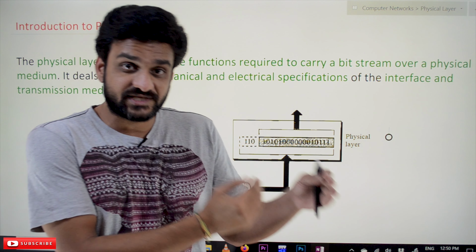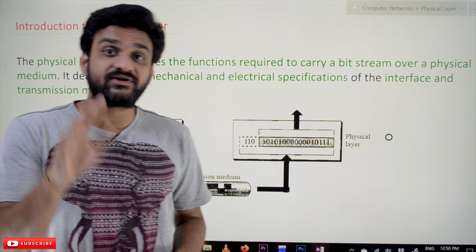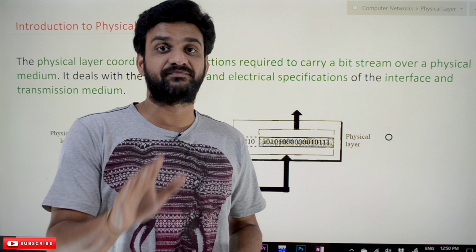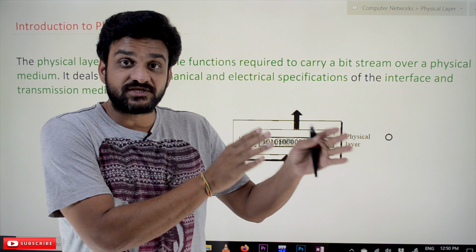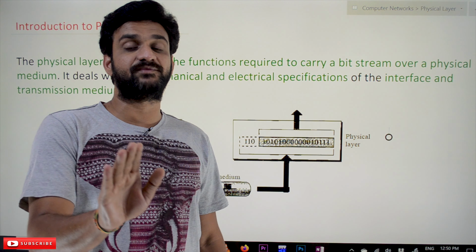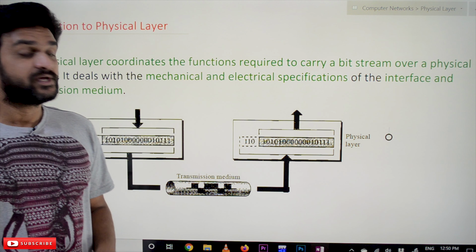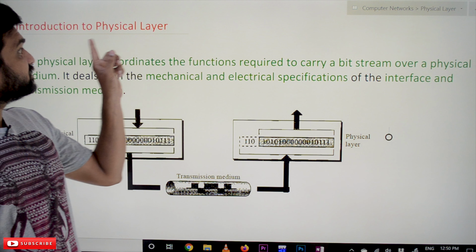In our previous class, we had an introduction to computer networks. If you haven't watched that video, please watch that video and come back here, because the terminology and the concepts that have been dealt with in the previous video are very important for you to understand what we are going to discuss in this video. So let's have the introduction to physical layer.